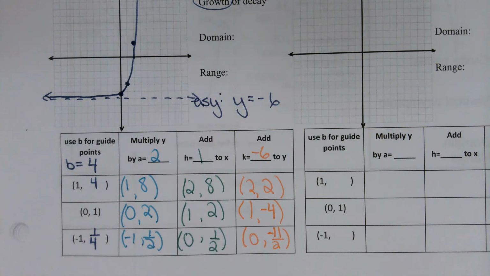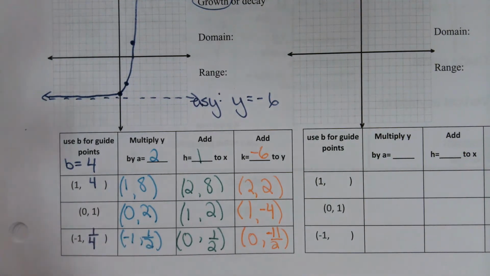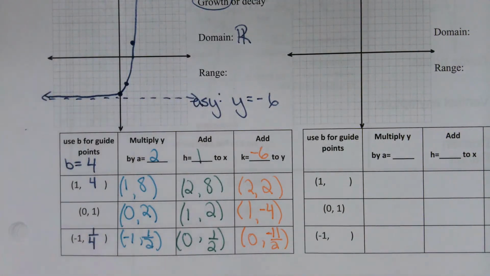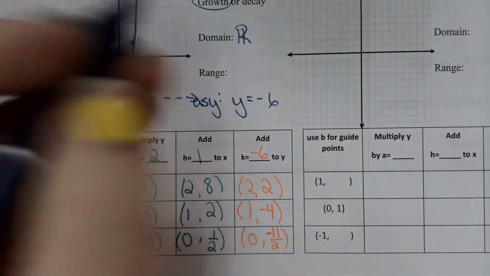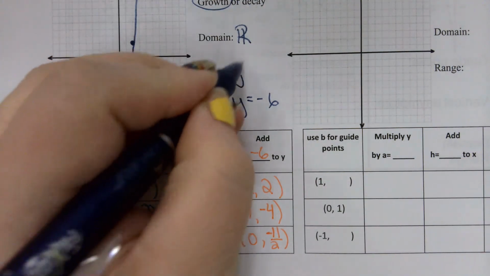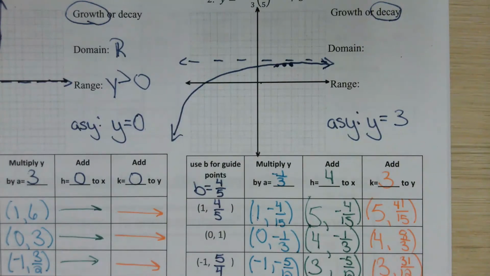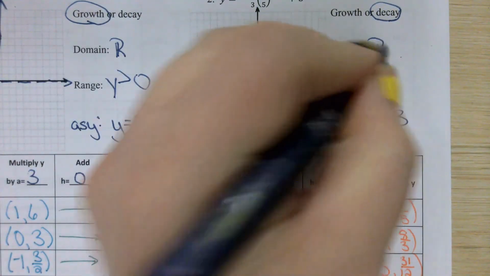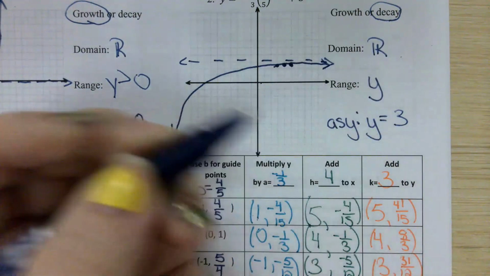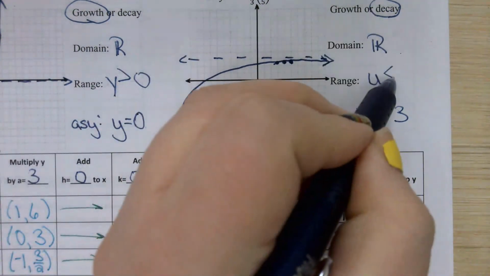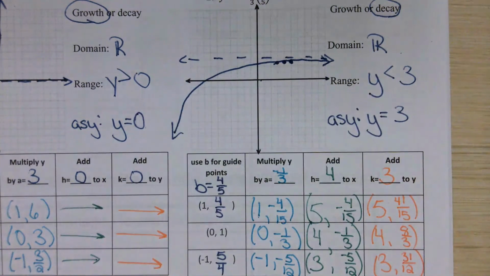Our domain, and it looks like we forgot to list our domain for our previous one, so we'll have to go back here. Our domain is all reals because that's what an exponential graph has. And our range, since it's sitting on top, y is greater than our k value, -6. For the previous one, we forgot to list our domain and range. Domain, still all reals. And range, y is, this time it's below the asymptote, so less than our k value, which is 3.